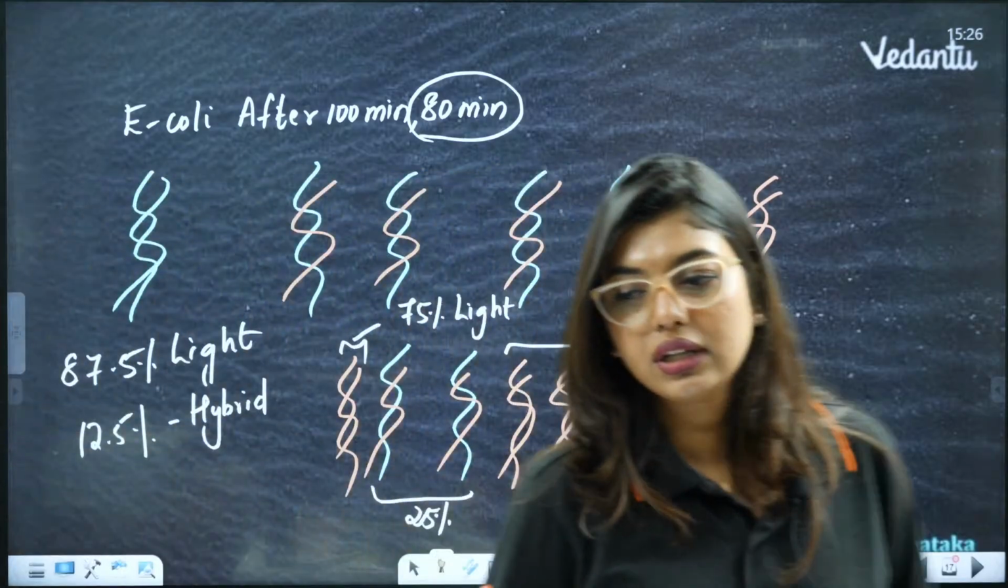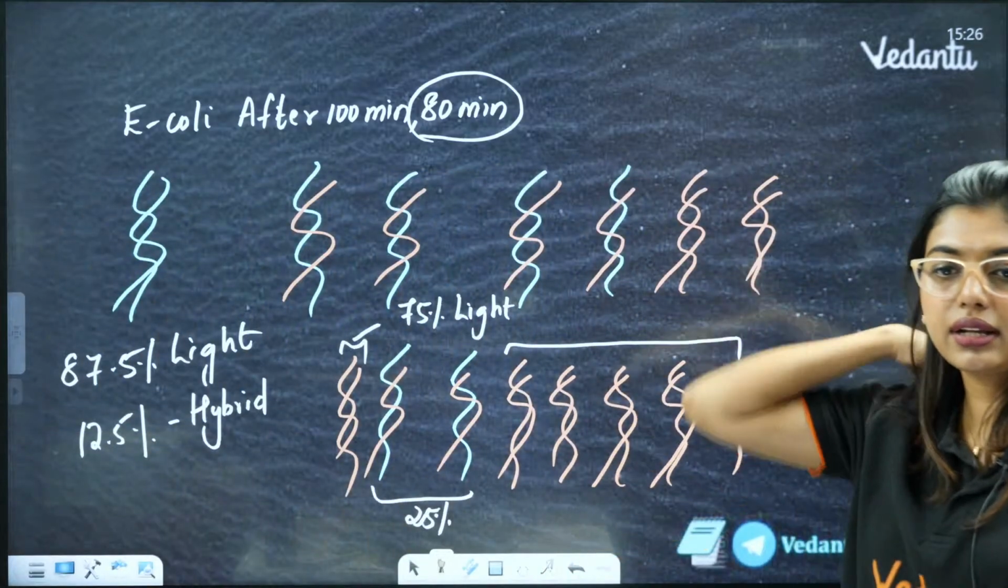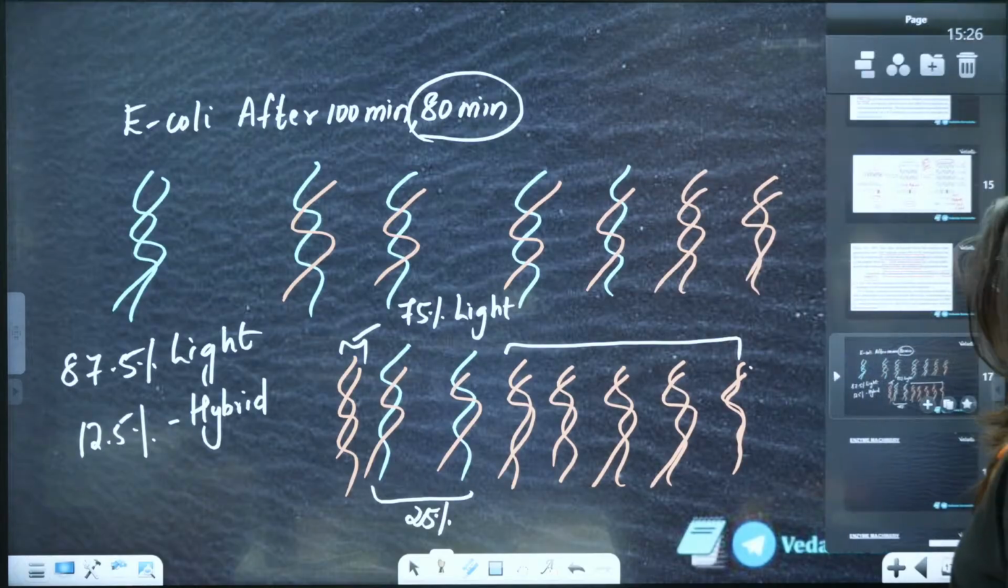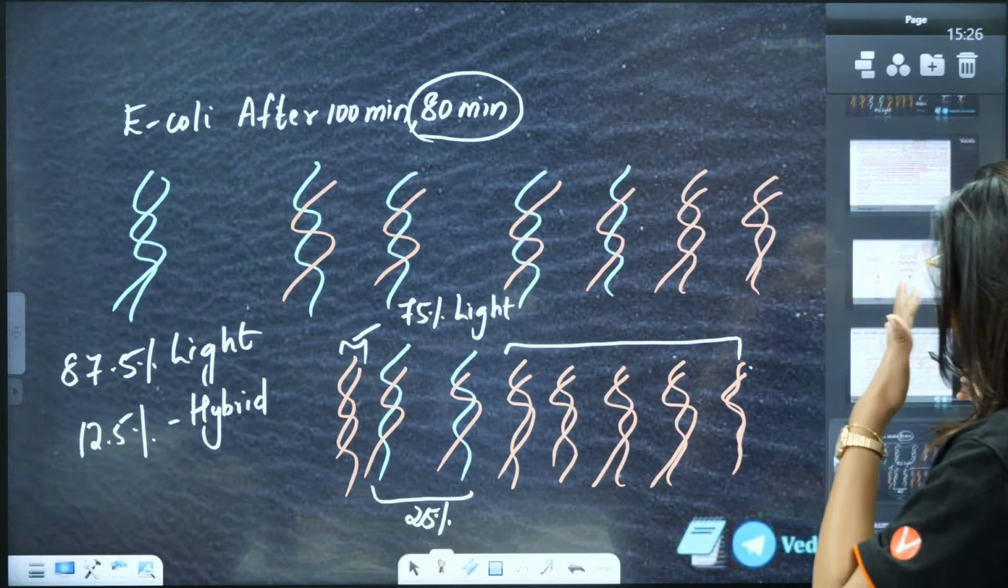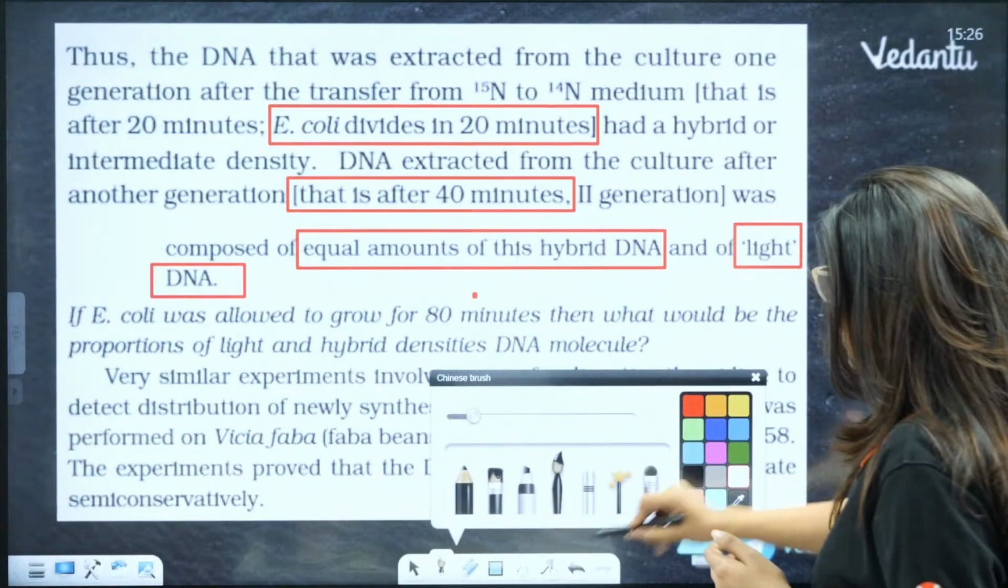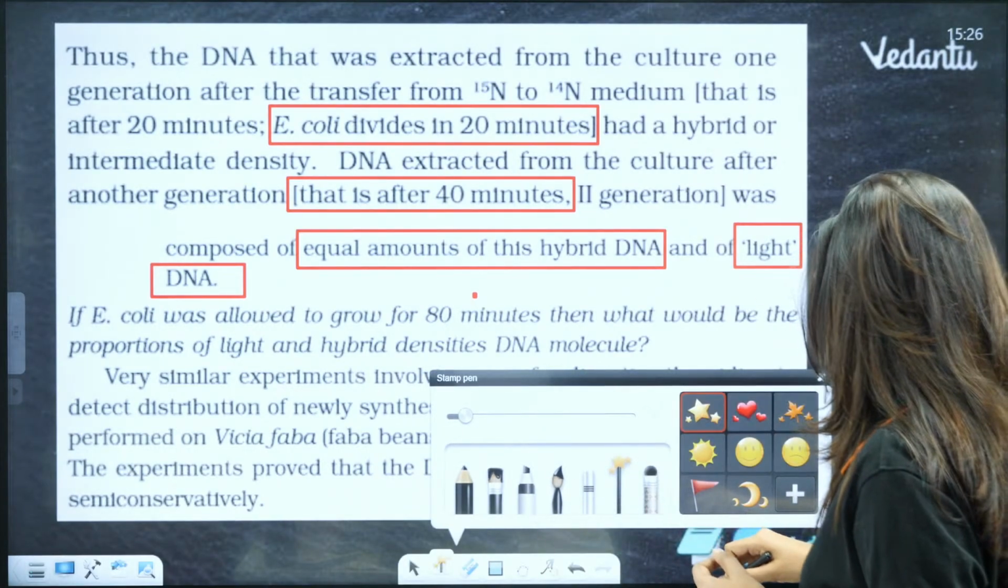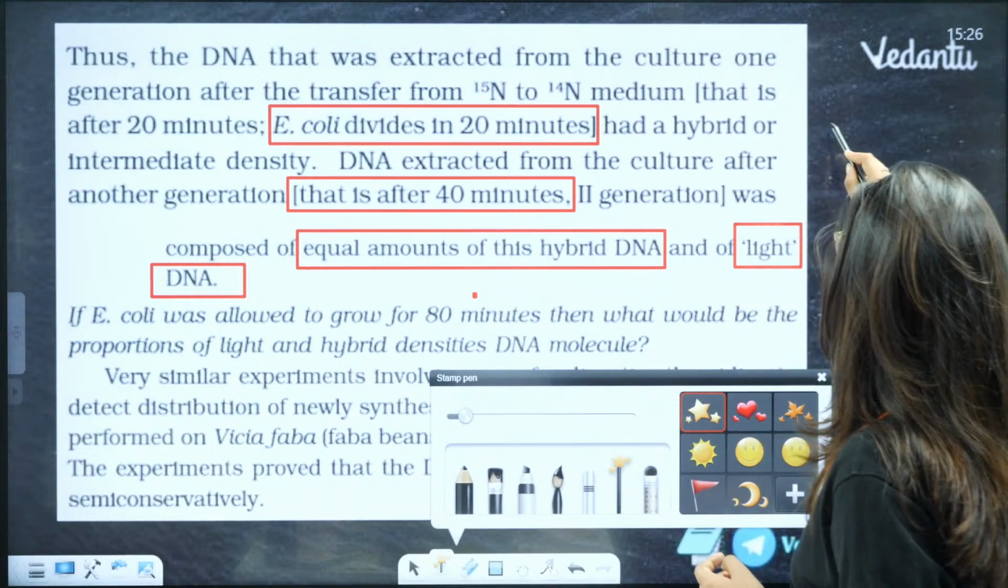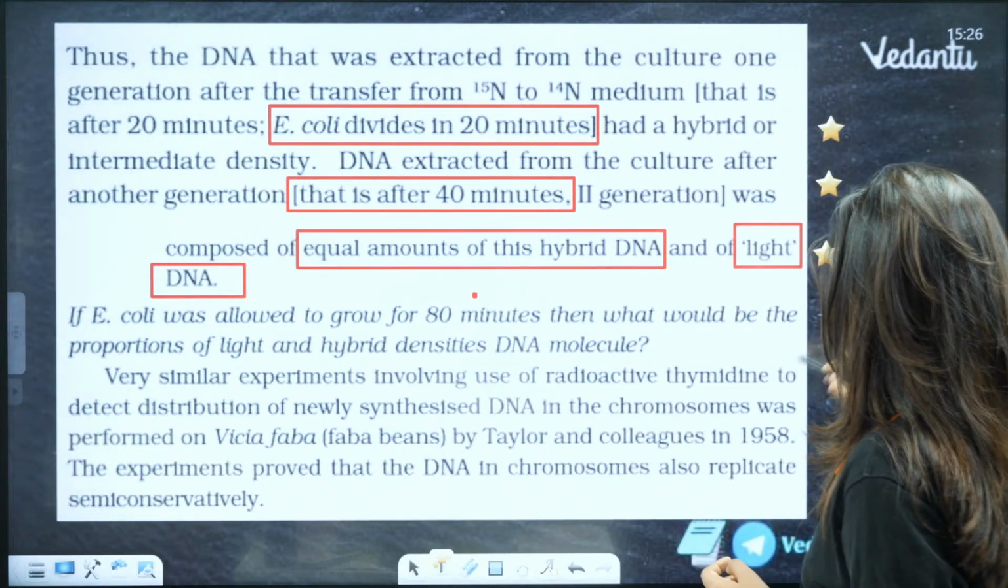Clear to all of you? Yes or no? Okay, clear? So that is your Meselson and Stahl experiment. Remember a few things here. What are the things that you have to remember here? Star this one, students: 1 star, 2 star, 3 star.